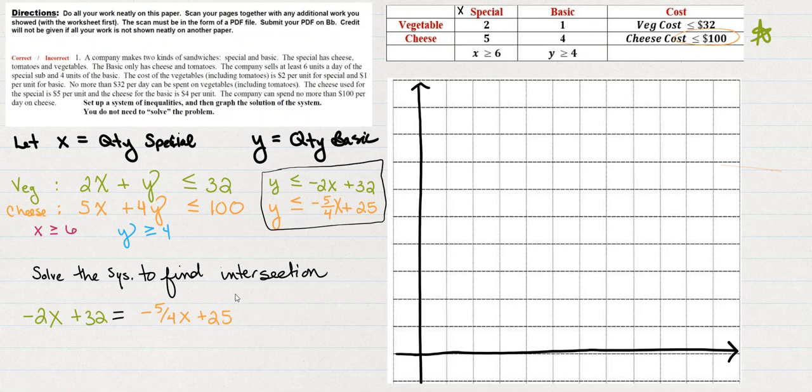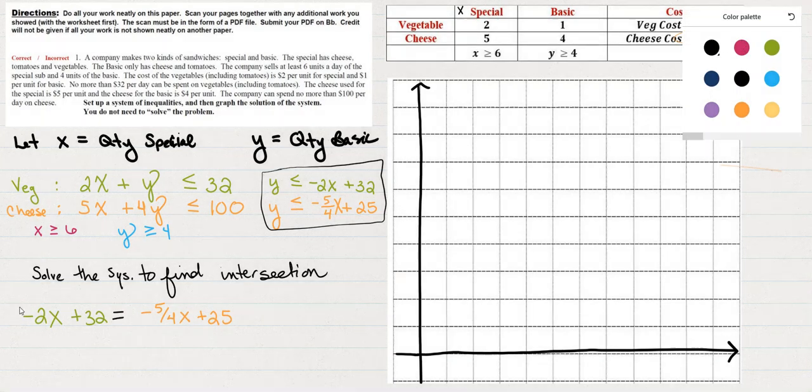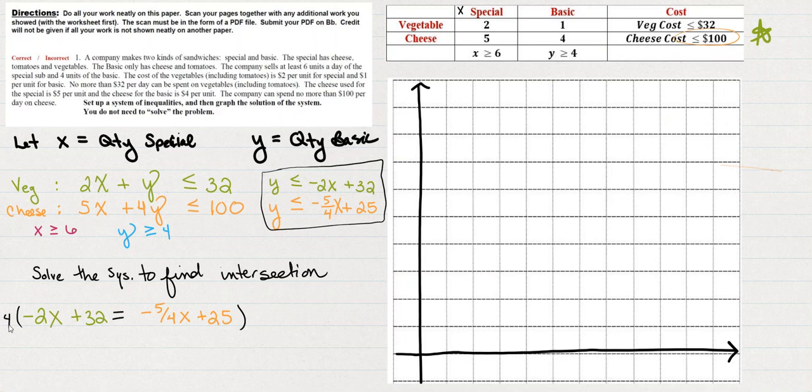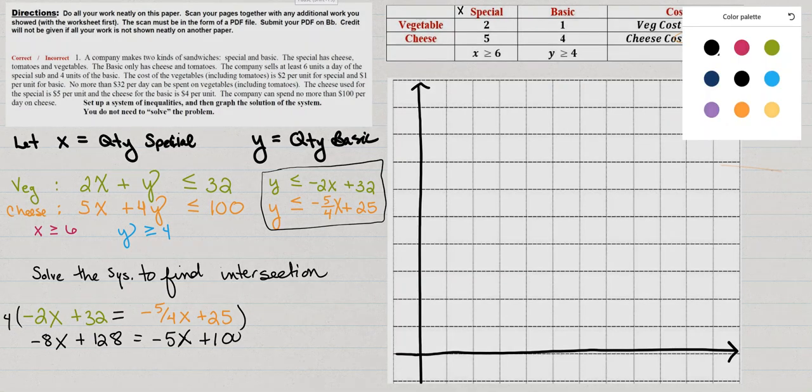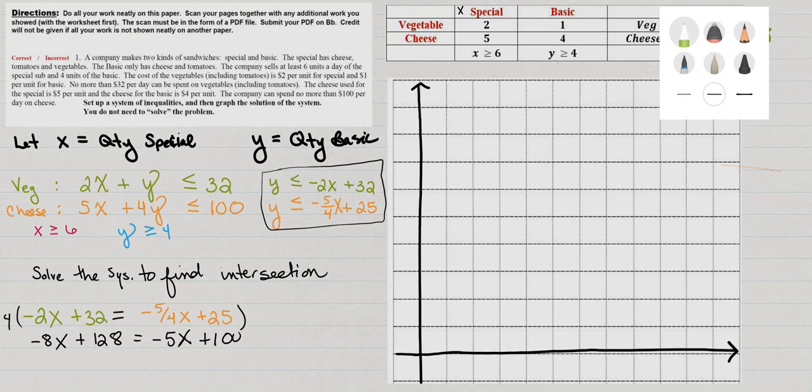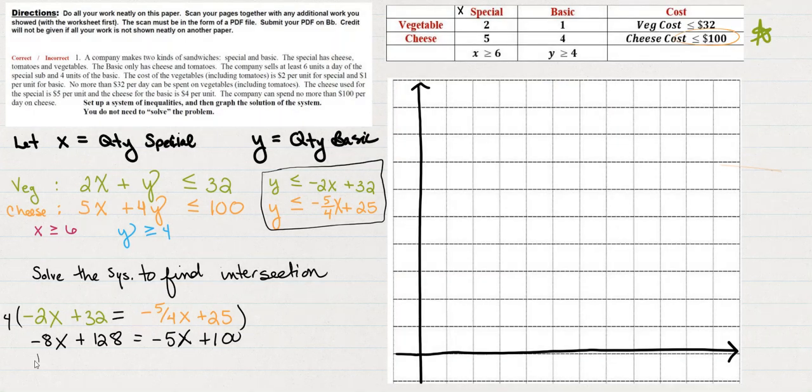You could use a calculator to do some of this arithmetic, or you know what I'm going to do? I really don't like keeping the fractions in there, so I'm just going to multiply everything through by 4 and then solve for x. So we have negative 8x plus 128 equals negative 5x plus 100. I could add 8x to both sides and subtract 100 from both sides. So I get 28 is equal to 3x. So it looks like they're intersecting at x equals 28/3.